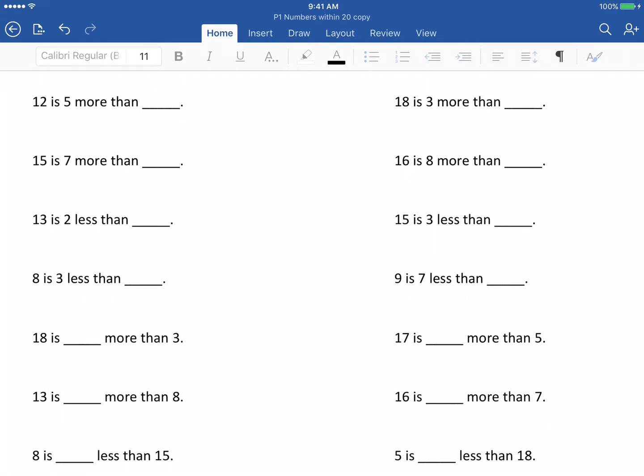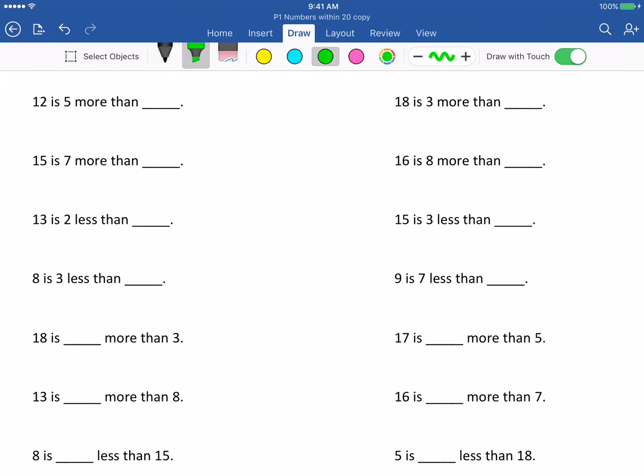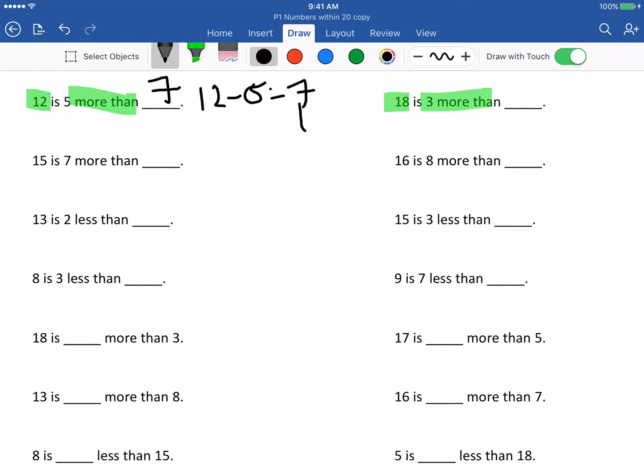Next. 12 is 5 more than which number? For this example, don't take it that more than is always plus, and every time you see less than it will be subtract. You have to look at the question and how it is structured. So 12 is 5 more than which number? For this it should be 12 minus 5, which equals 7. Okay, next one. 18 is 3 more than which number? We take 18 minus 3, which equals 15.